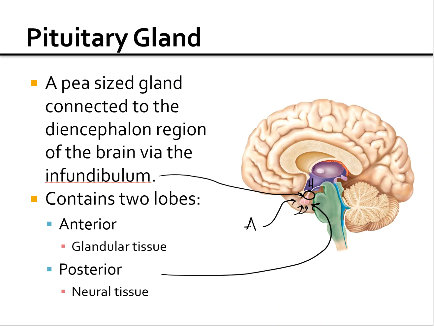However, these two lobes are comprised of two different types of tissue. The anterior pituitary is comprised of a glandular tissue, and again, this is often a simple cuboidal population when we talk about a glandular tissue. And the posterior side is made up of a neural tissue. So we're going to break down these two lobes and talk about the hormones that are secreted from each individual lobe.